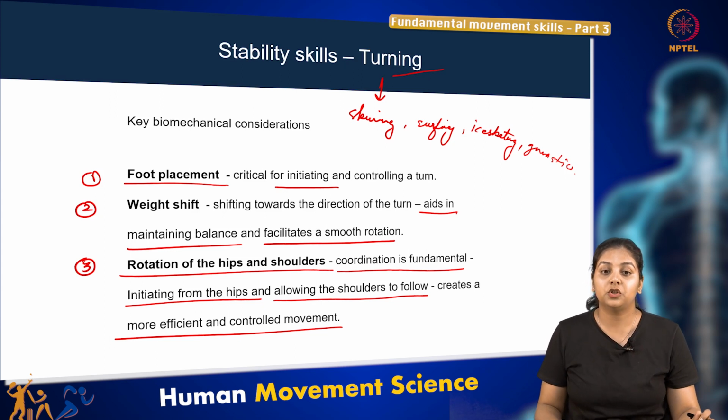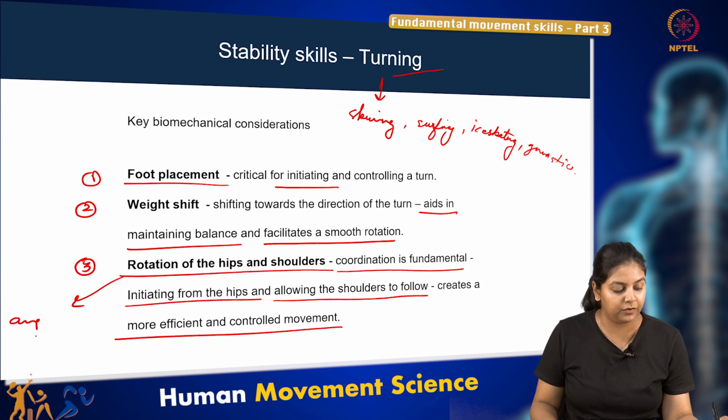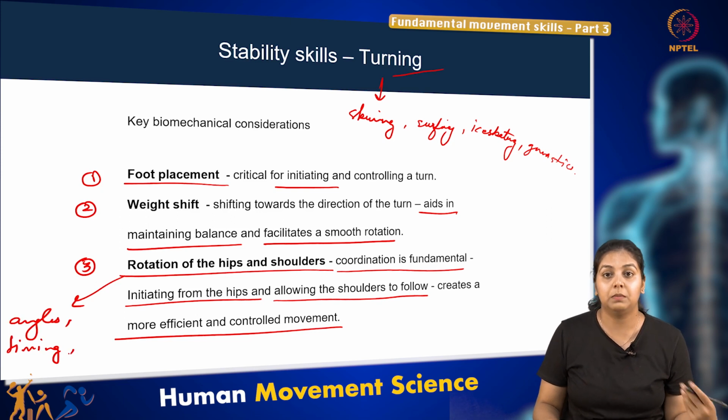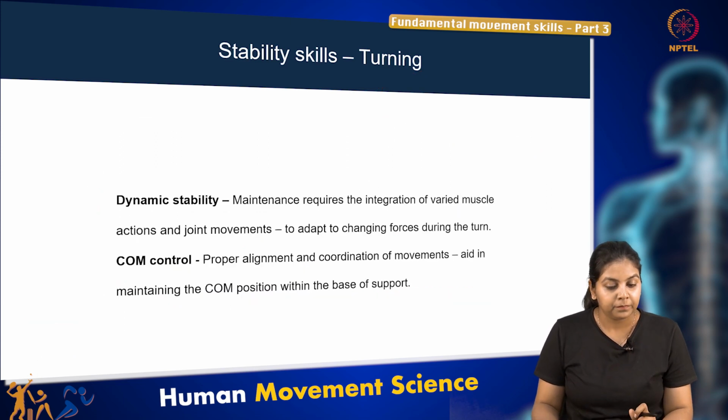So hence, rotation of the hips and the shoulders. And to assess this, you can look at the different angles, you can look at the timing of when this occurs. So maximum rotation, minimum rotation, start of rotation, all of these are important characteristics that you would look at. And rotation of the hips and the shoulders can be calculated using a 3D motion analysis, where you would be putting on your markers and looking at kinematics, right?